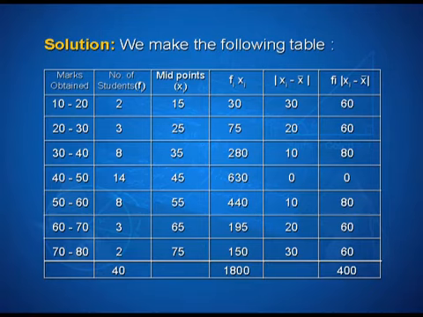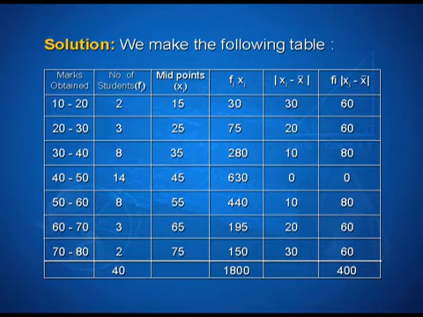Now we calculate xi minus x bar, that is 30, 20, 10, 0, 10, 20 and 30. Then we find the product of fi and absolute value of xi minus x bar, that is 2 into 30 gives us 60, 3 into 20 gives us 60, 8 into 10 gives us 80, 14 into 0 is equal to 0, 8 into 10 is equal to 80, 3 into 20 is 60 and 2 into 30 is 60. On adding this, we find that the product is 400.